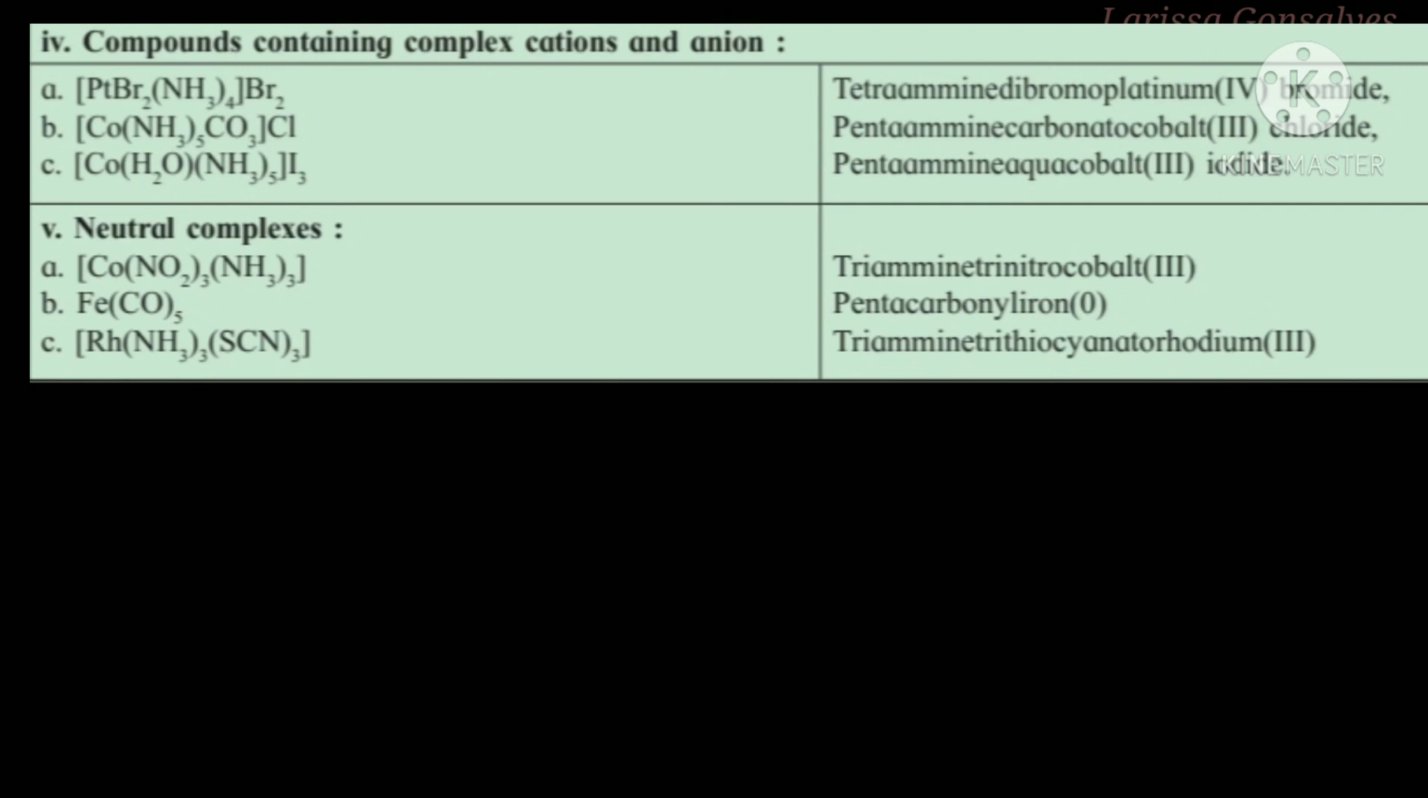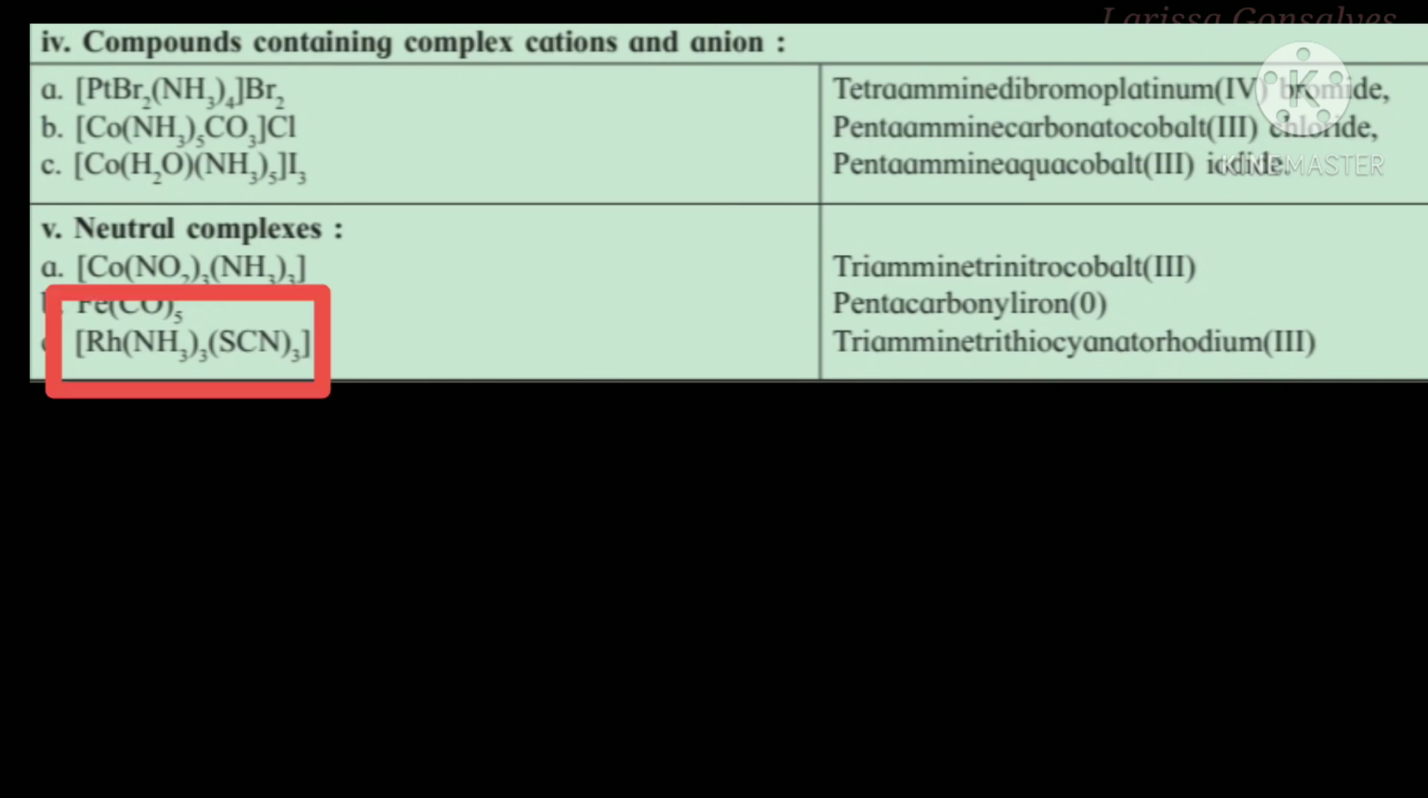The next example is Fe(CO)5. So it will be penta, CO is the carbonyl group. So pentacarbonyliron, if you find out the oxidation state of iron, it comes as equal to 0. So the IUPAC name is pentacarbonyliron in the bracket 0.